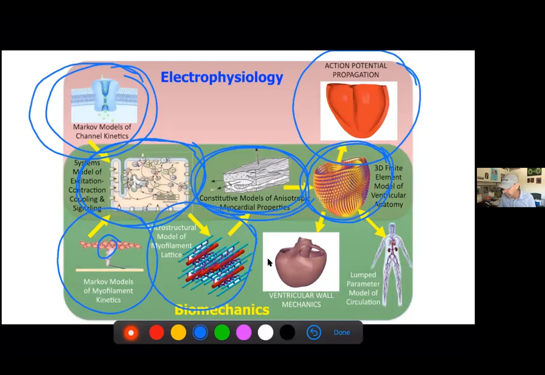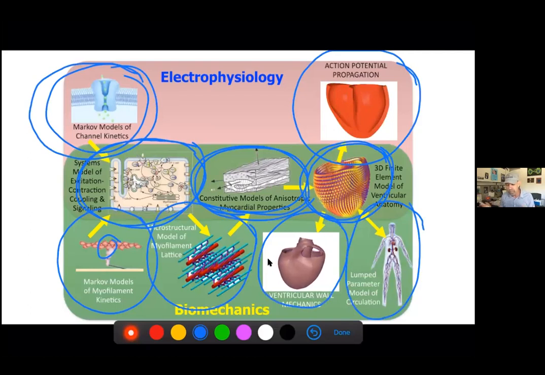Then we need the boundary conditions, which are actually the resistances and impedances imposed by the vasculature on the heart, and the volumes or upfilling pressures from the venous side back into the heart. So using a model of the circulation, we can generate the boundary conditions on the heart, and then putting all that together, we can predict the 3-dimensional mechanics of the heart.